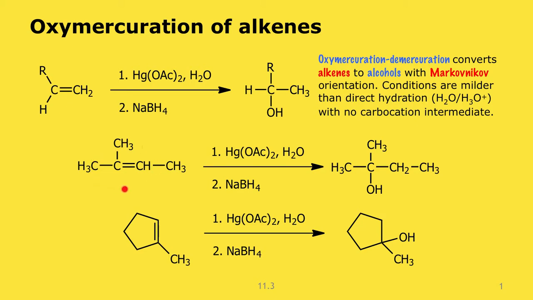So if you look at the two examples that are shown here, you can see the overall hydration. Hydroxyl is added to the more substituted carbon, hydrogen to the less substituted in Markovnikov fashion, and we produce these alcohol final products. There's another example down here, hydroxyl added to the more substituted carbon. So same overall reaction pattern as direct hydration, just done under non-acidic conditions with no possibility of carbocation rearrangements. And that gives a hint to its mechanism.